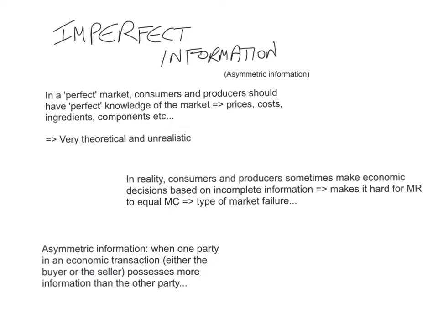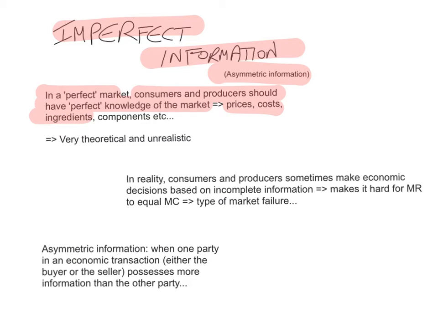So let's start with the first problem, the problem of asymmetric information, or sometimes it is called imperfect information. The problem of imperfect information can be understood by looking at what a perfect market would be like. In a perfect market, consumers and producers should have perfect knowledge of the market. Knowledge about all prices, costs, competitors, ingredients, if we're talking about anything food related, components, etc. Now this is very theoretical and very unrealistic.